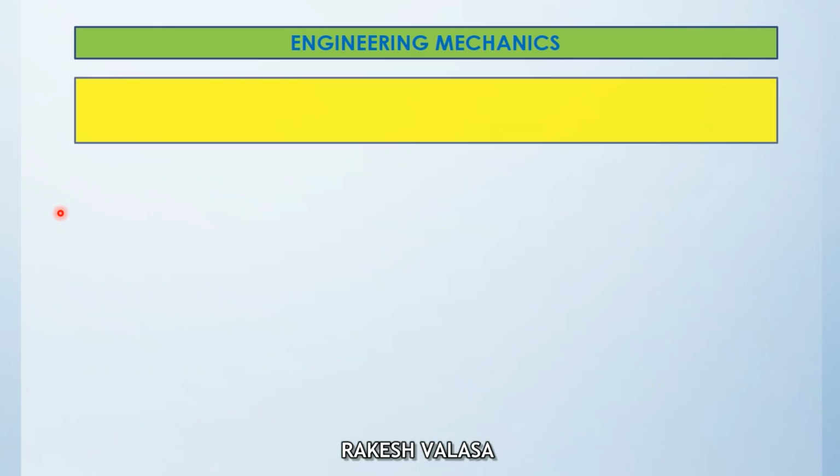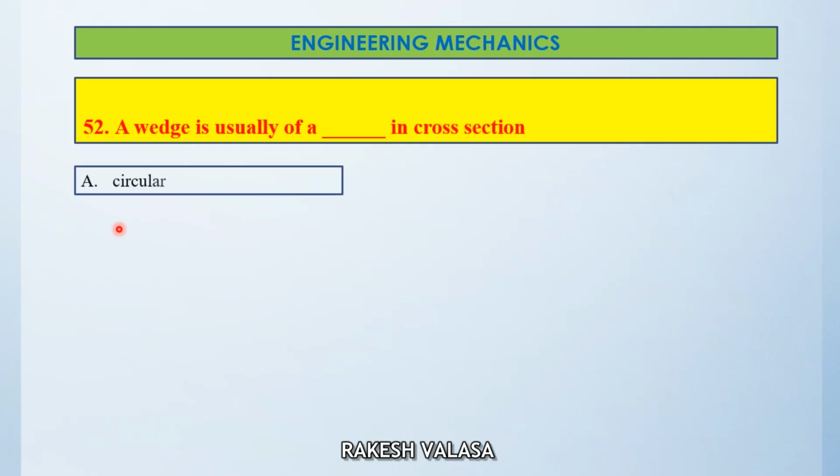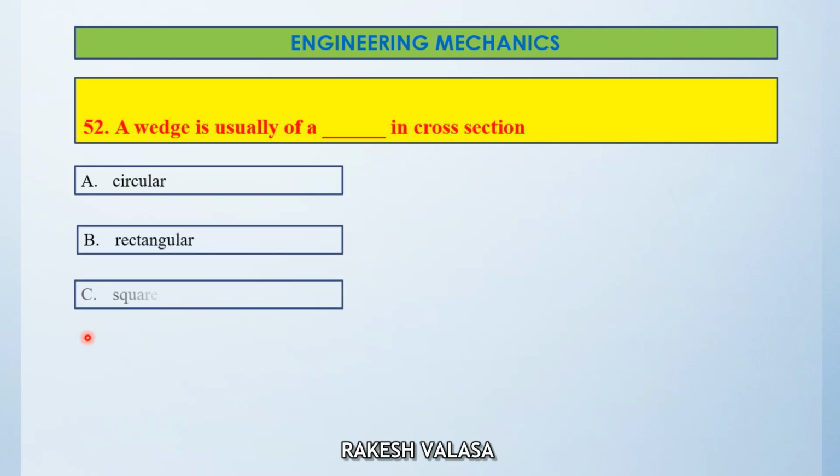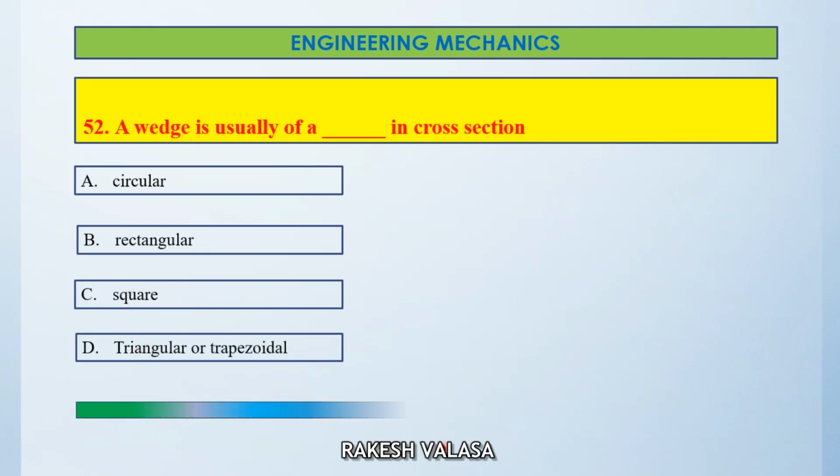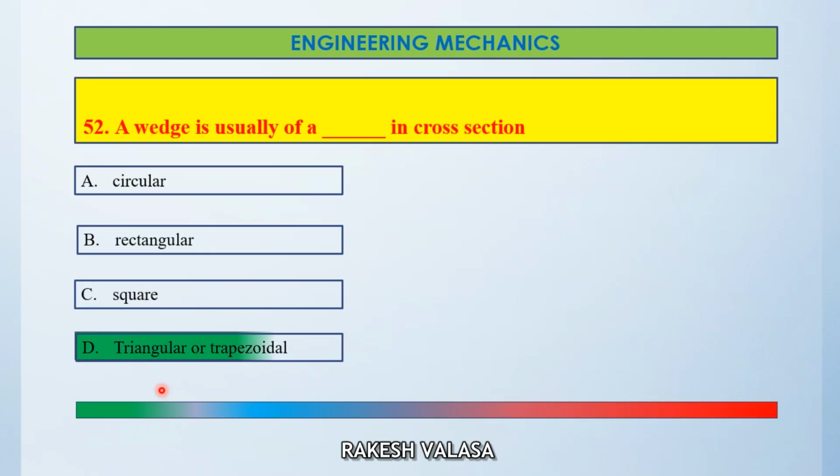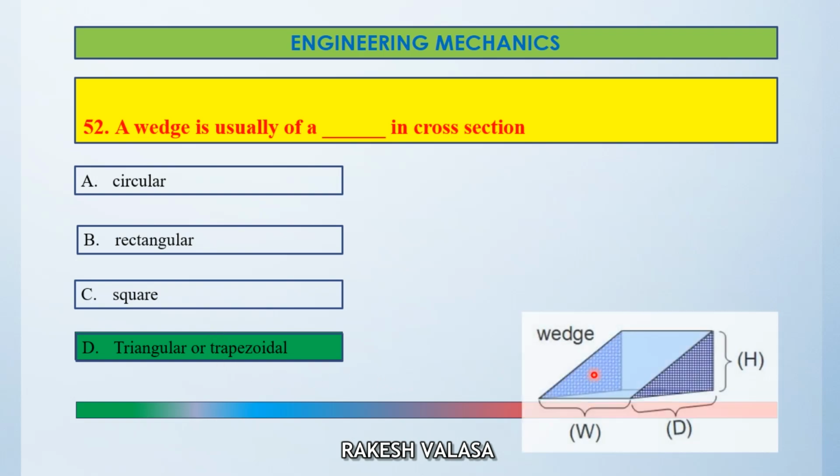Question number 52. A wedge is usually of a dash cross section. Option A, circular. Option B, rectangular. Option C, square. Option D, triangular or trapezoidal. The correct answer is option D, triangular or trapezoidal. You can see the diagram here. This is the wedge diagram.